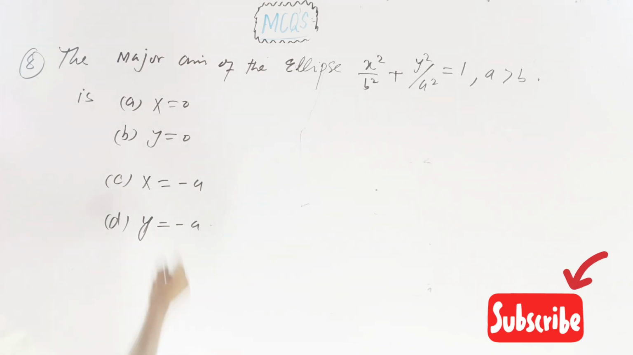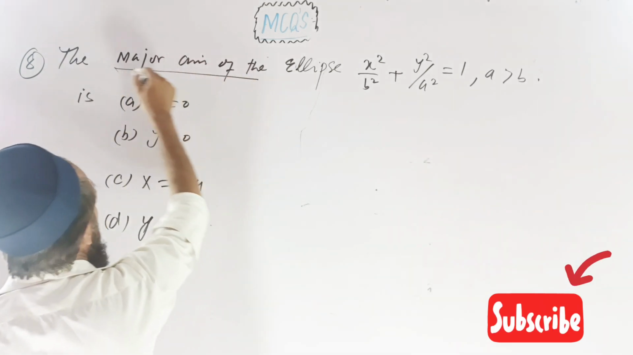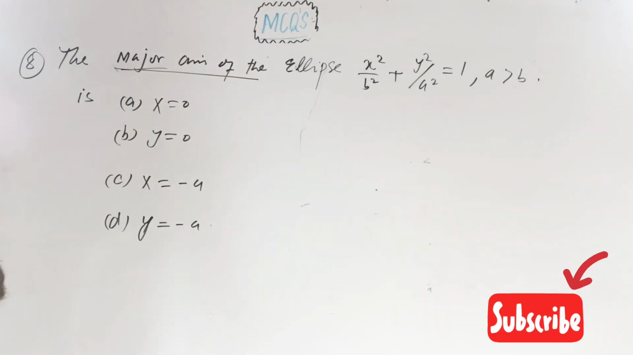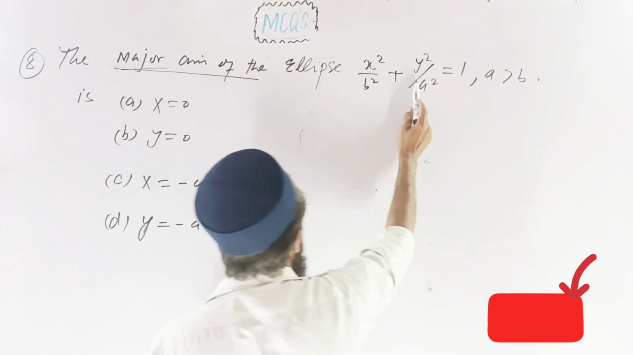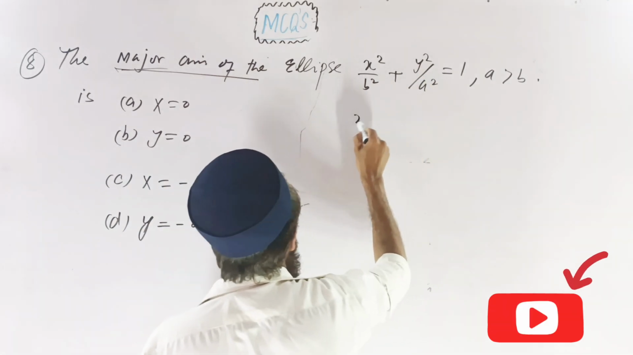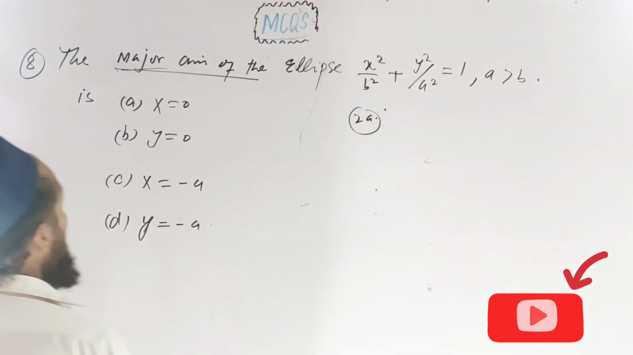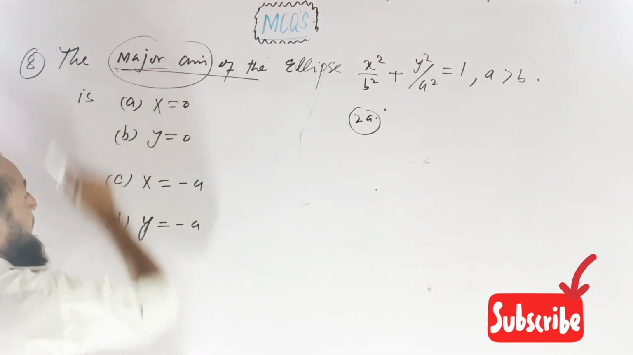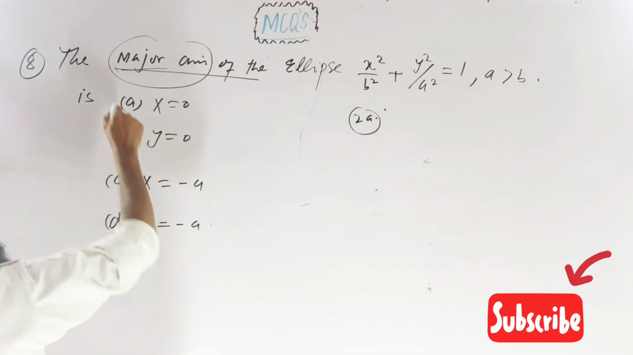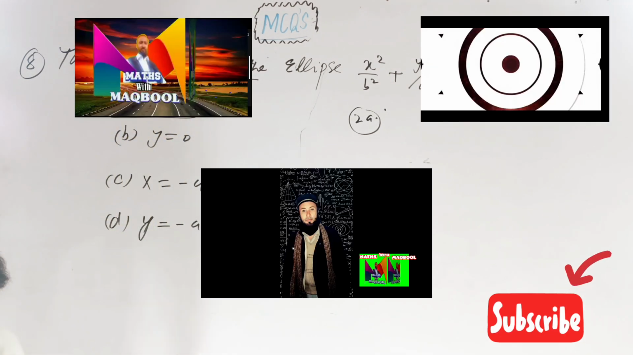Look here, the major axis of the ellipse, if a is here, the major axis is 2a. If we are finding the major axis, we put x is equal to 0. So the correct option is here A.